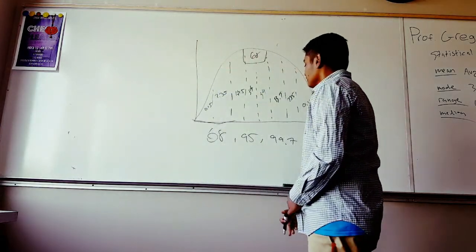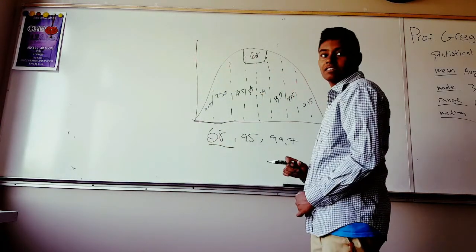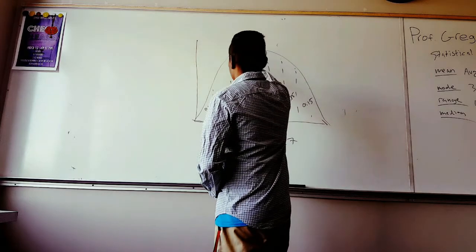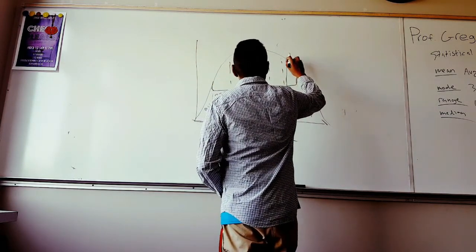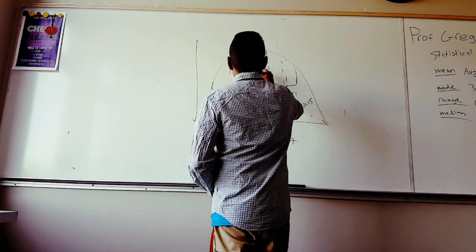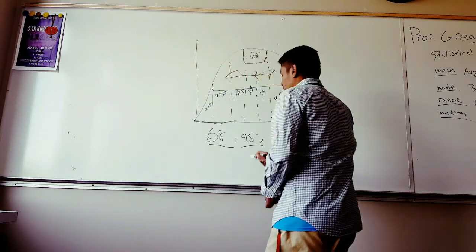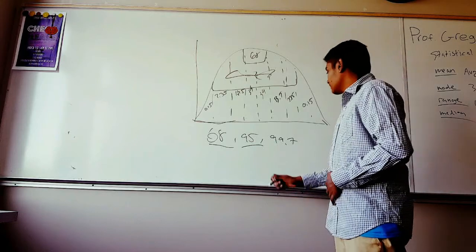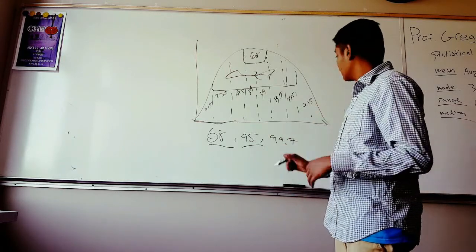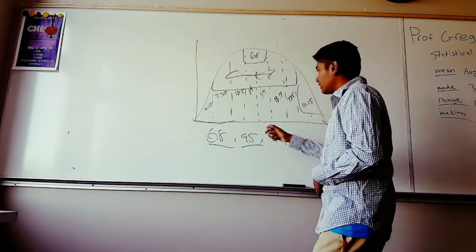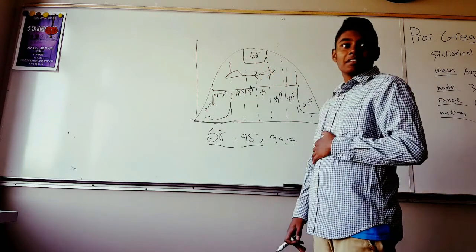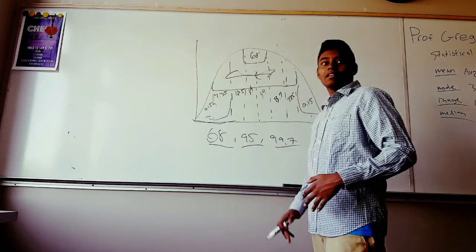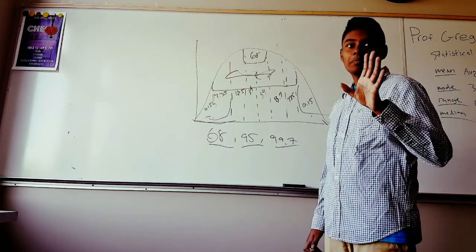Okay, now if we break this down, this right here, okay, 68. Hence the first number, 68. Okay? This right here, all this right here, the shaded area, is a 95. And then the next small area right here, the 0.15, right here from that end, is 99.7. Okay? Now it's not hard to break down.